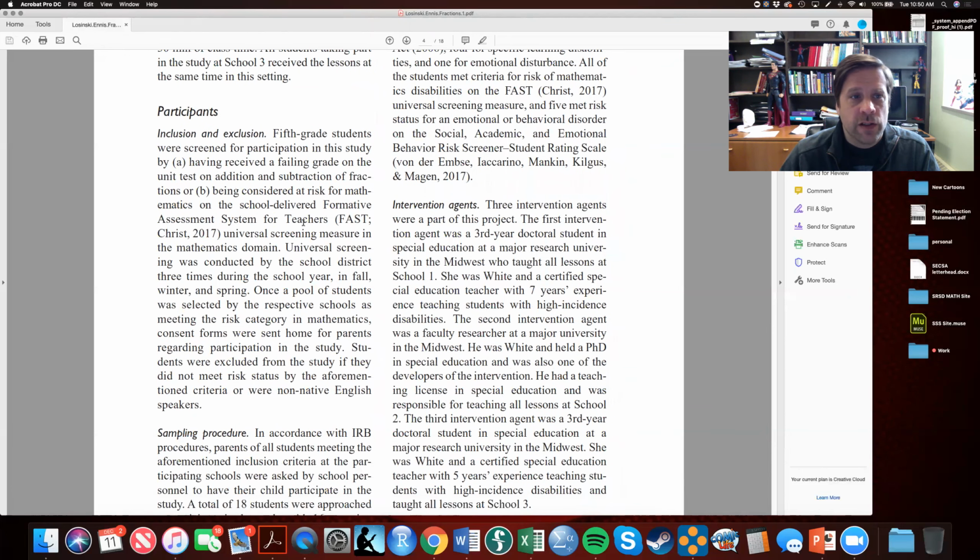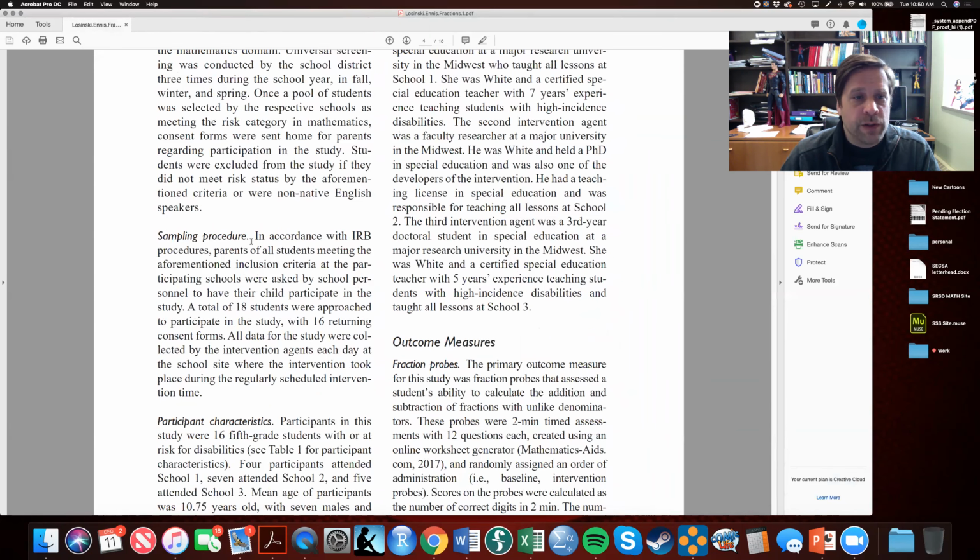So we have 5th grade students were screened for participation. They needed to have a failing grade on the unit test and be considered at risk for math. And then the sampling procedure: in accordance with the IRB, a total of 18 students were approached to participate in the study, 16 returned consent forms.